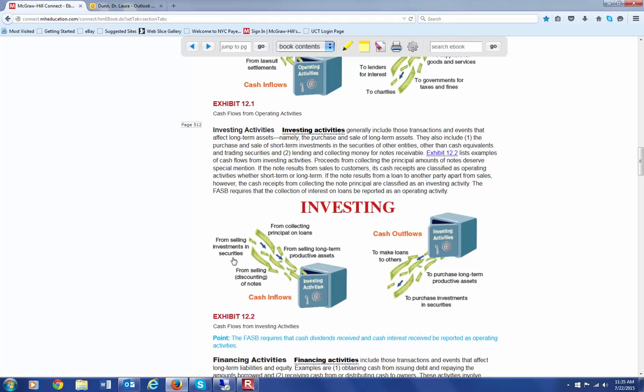Selling investments in securities could bring in money. Selling notes that you have can bring in money. Collecting principal on loans that you've made. And then selling long-term productive assets. So if you sold a building or you sold a piece of land, that would bring in money.